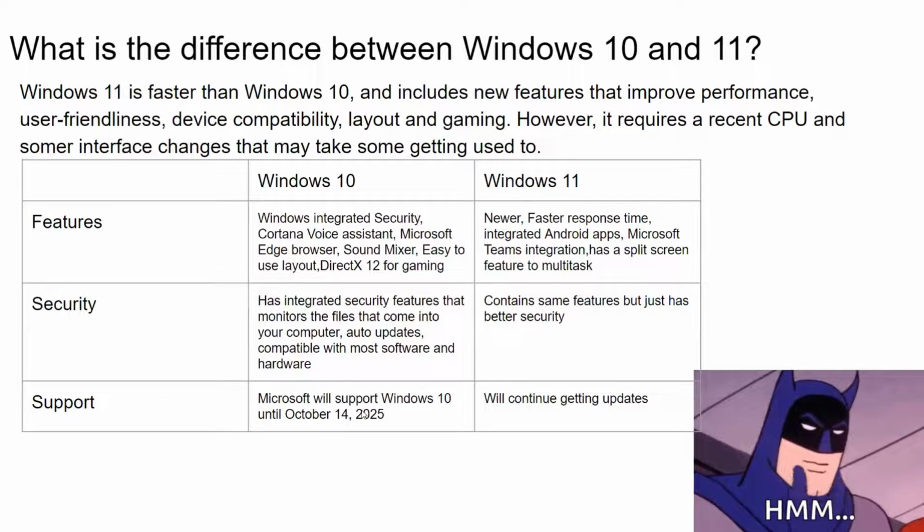So how long is Microsoft going to support Windows 10? It's all the way up to October 14th, 2025. And after that, no more updates for Windows 10. And for Windows 11, support is ongoing until Windows 12 comes out.